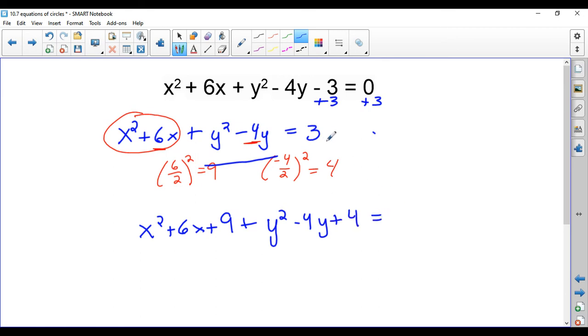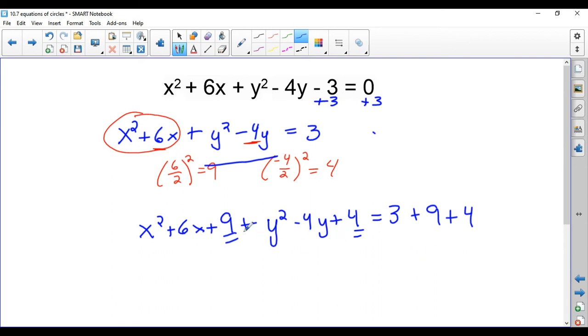And then I have this 3 on the other side of the equation, but remember when you're working with equations, if you add to one side of the equation, you need to balance it out. So you have to make sure to add the 9 and add the 4 to this side as well. This is probably the easiest place to make a mistake on these problems, is to forget to add to both sides.